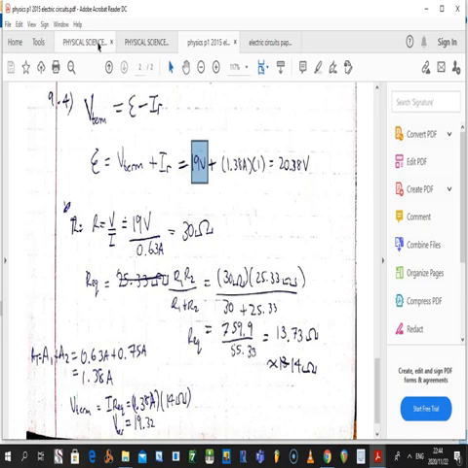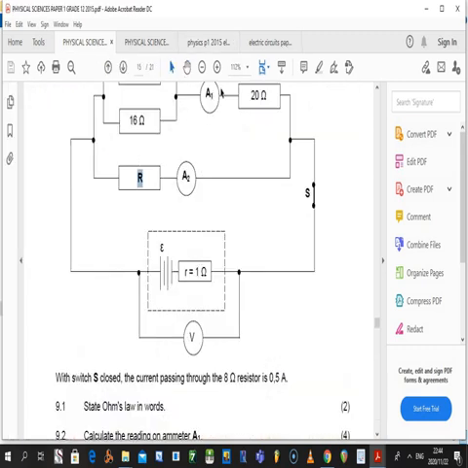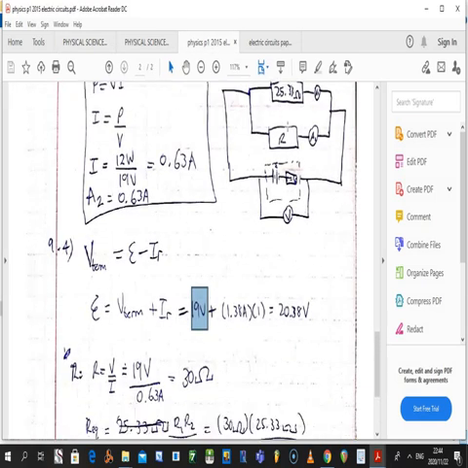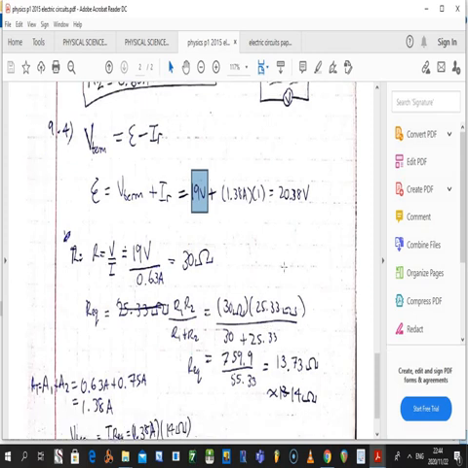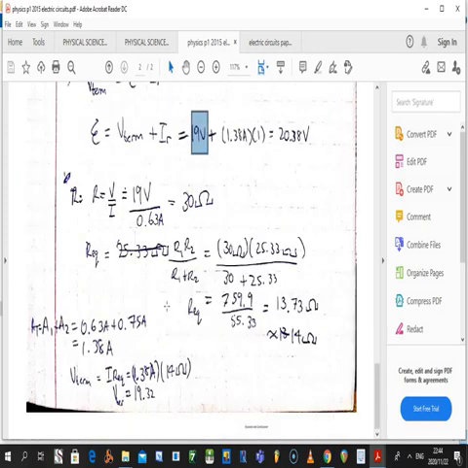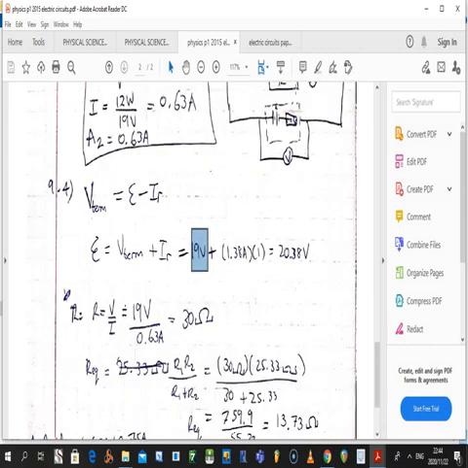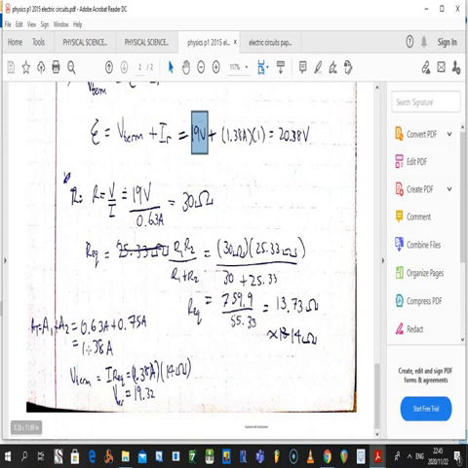Basically, I worked out the equivalent resistance of this section with that section. Remember this idea here? I worked out the equivalent resistance of that, and then I got 14 ohms. Then, of course, since current is additive for resistance in parallel, I've added these together. Got the 1.38, and I got the terminal voltage 1.38 times 14, and I still got the 19.